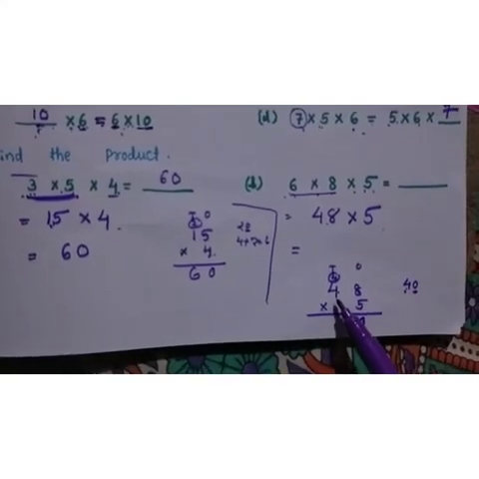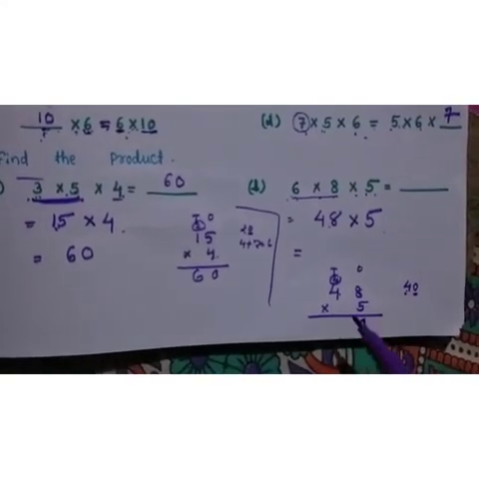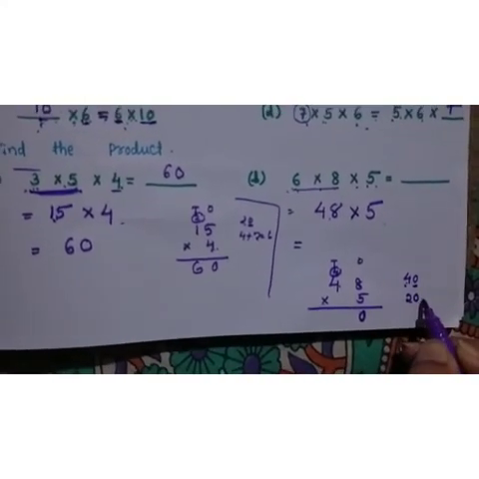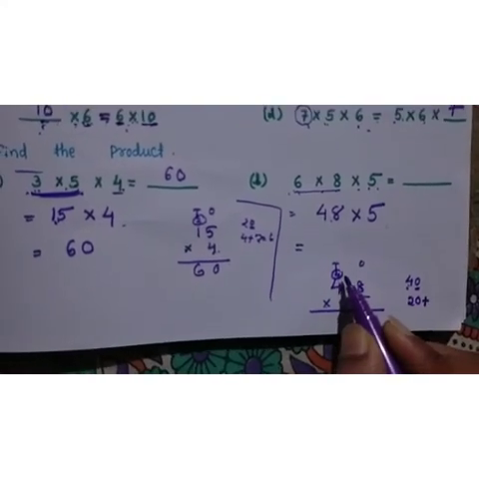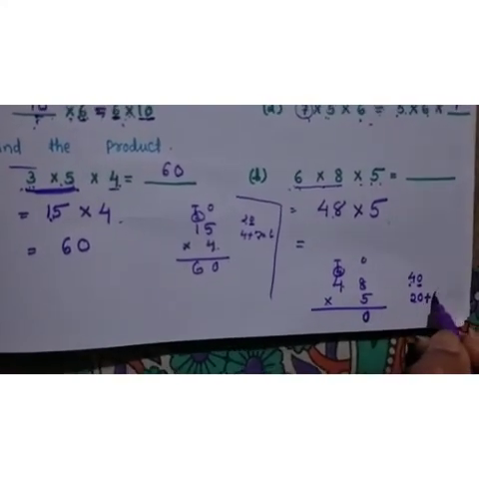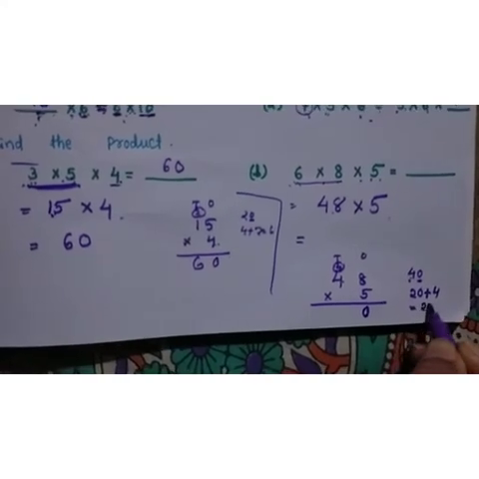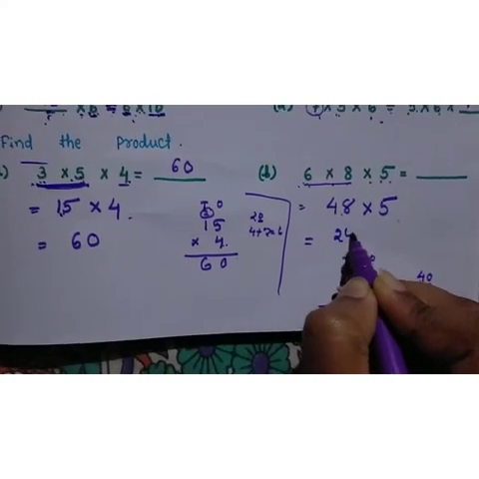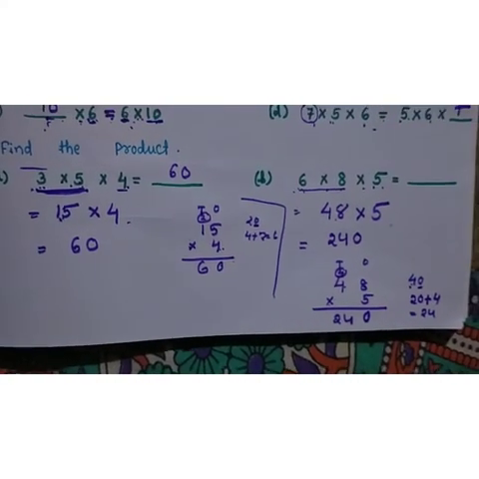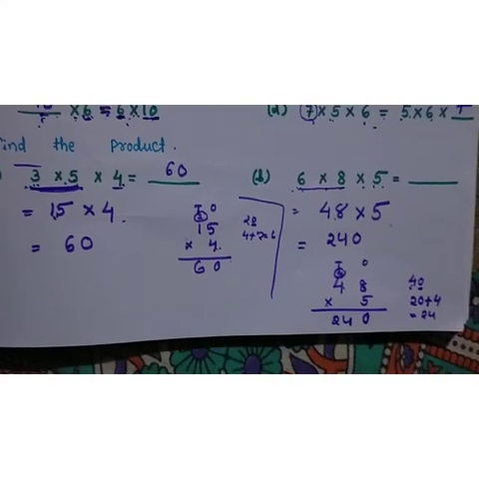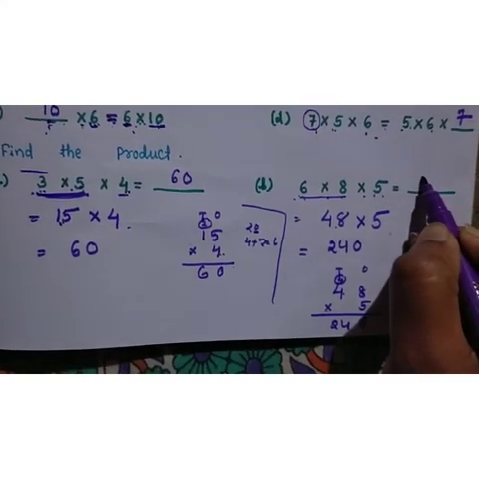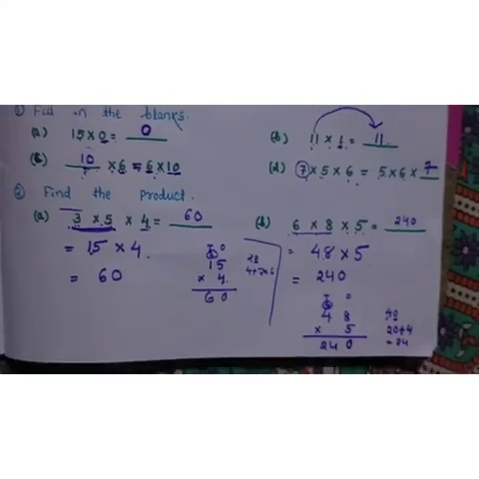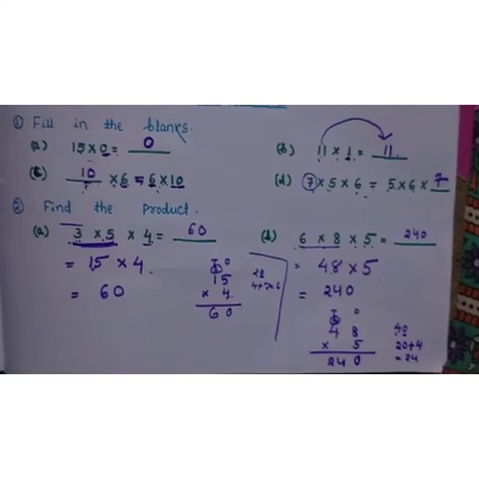You know the table, 4 by 5 means how much? 4 fives are how much, students? 20. Now we add 20 plus how many carries here? 4. So 20 plus 4 how much? 24. So your answer is 240. Okay, you just write the answer in the blanks. 240. Understood, students?